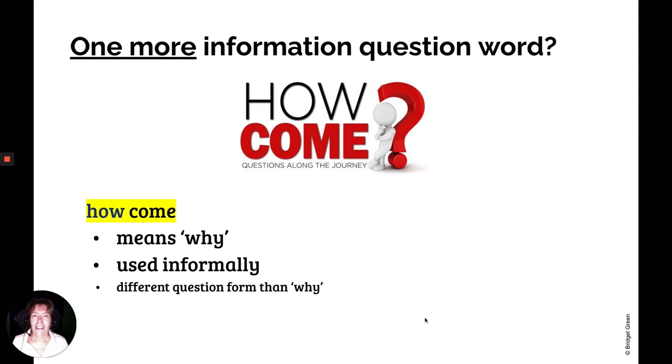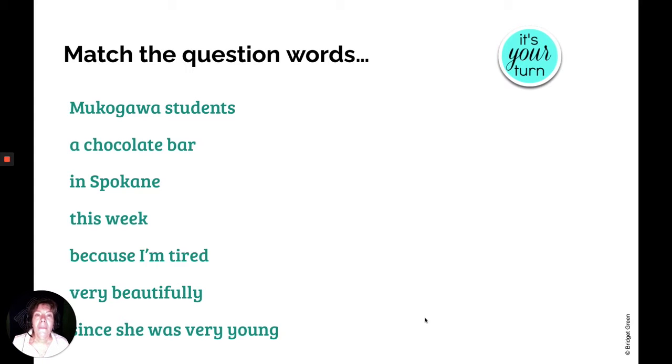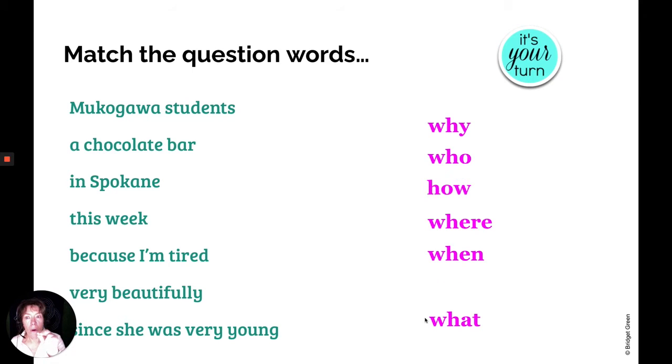Okay, so let's continue. I want you to match the question words. So the question words will appear and you have to match them with the correct word. For example, here we have Mukagawa students. Which one is the question word where the answer is Mukagawa students? Okay, probably you know. It's who. Right, take a minute and you can practice these question words. Let's check the answers.